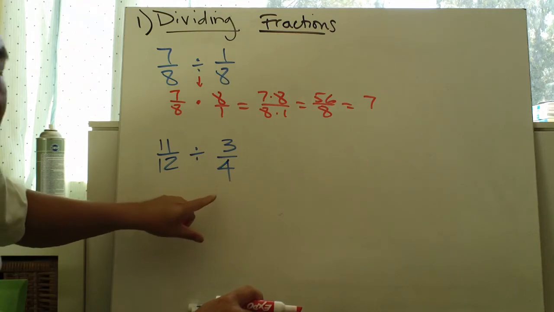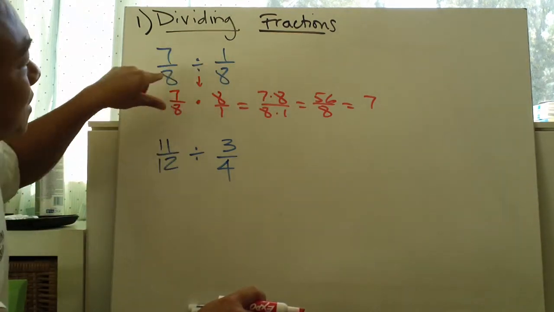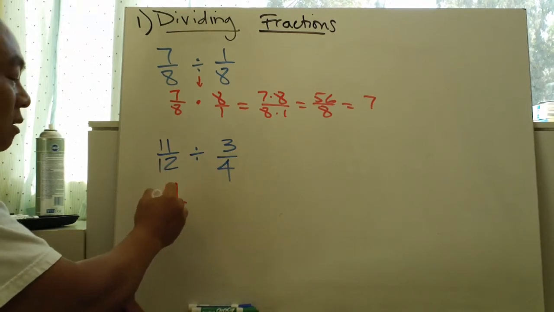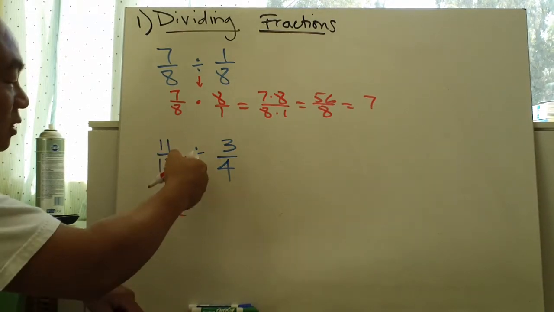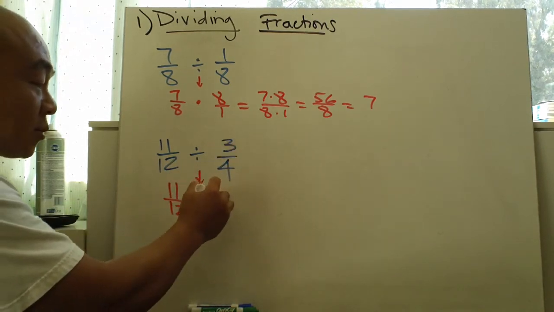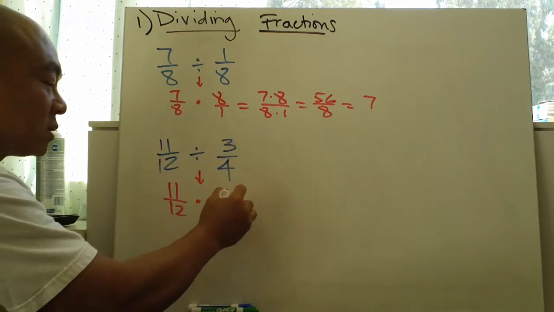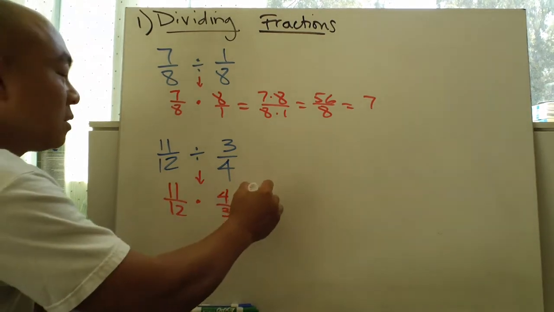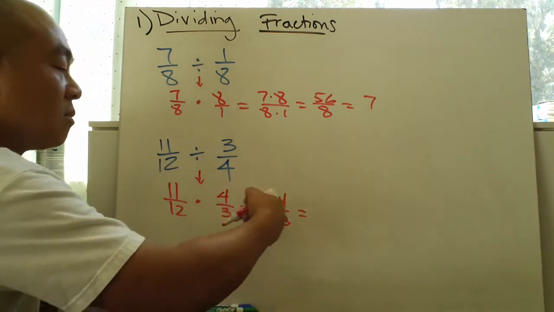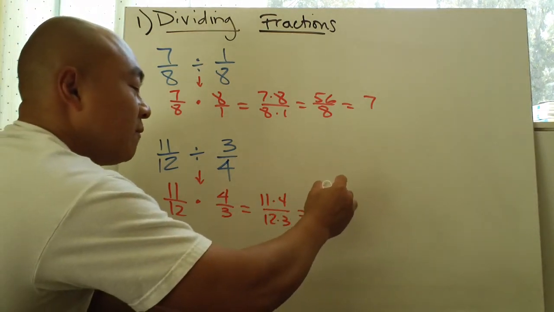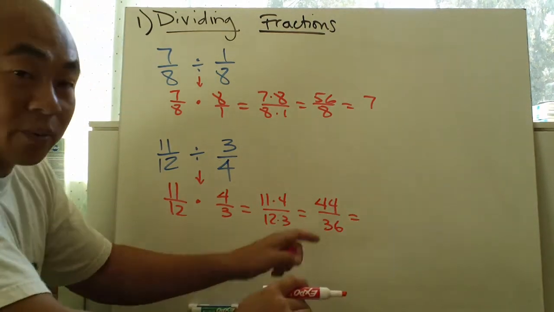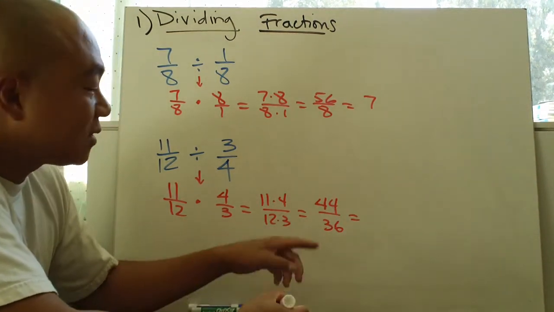This one is not so easily done in your head. So here we have 11/12. Again, leave it alone. Change the divide to multiply. Change this to the reciprocal of 3/4, which is 4/3. So we're going to multiply straight across again. That's 11 times 4, 12 times 3. Multiply straight across, and you have 44/36. And this is an improper fraction, and again, we talked about simplifying at the end.